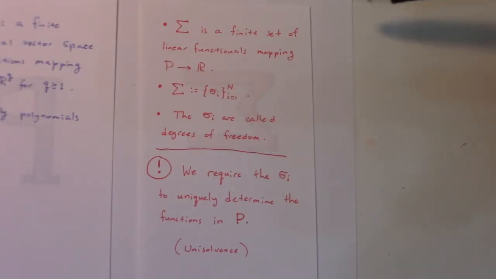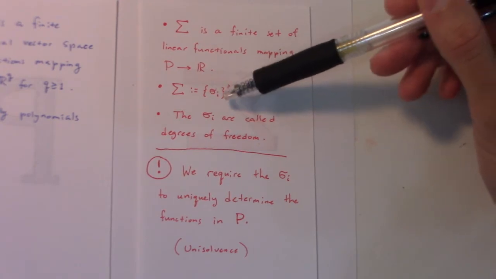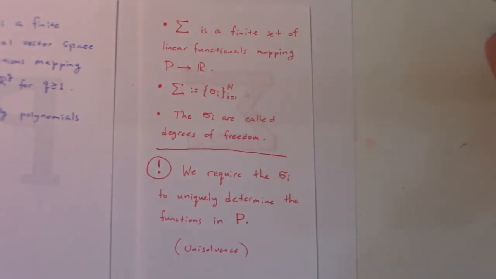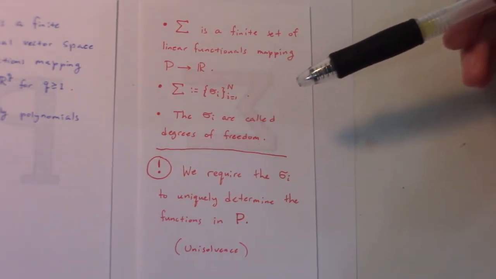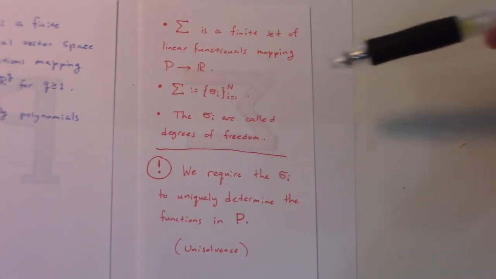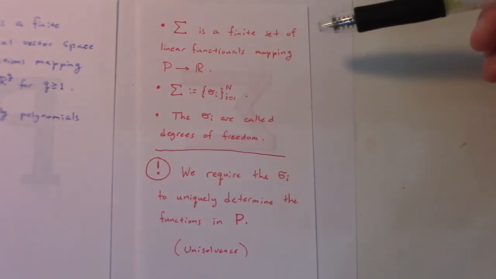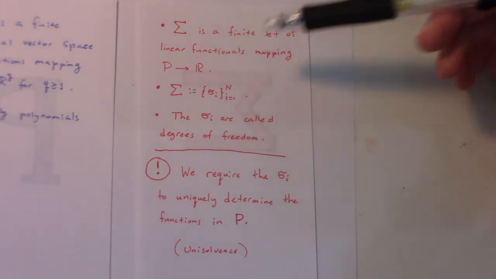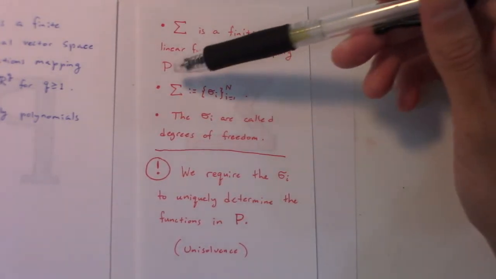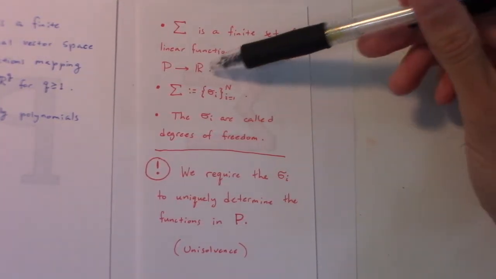So sigma is a finite set of linear functionals mapping P to R. Okay, and specifically it's composed of these sigma_i's, i equals 1 to n. So we have a finite collection of these linear functionals, and they'll take in something from your space P, say a polynomial, and they'll give you a real number. Okay, and that's the idea of a functional. If you're not sure about what a functional is, you can check out the Wikipedia page, but really you're just going to plug in a function in P into that functional, and it's going to give you a real number.